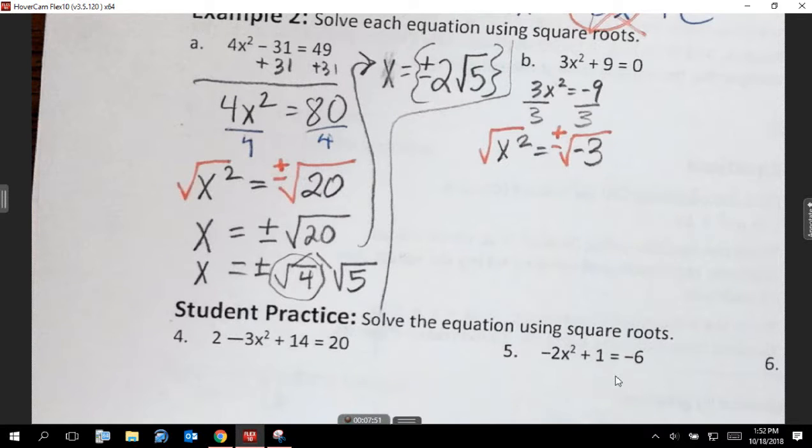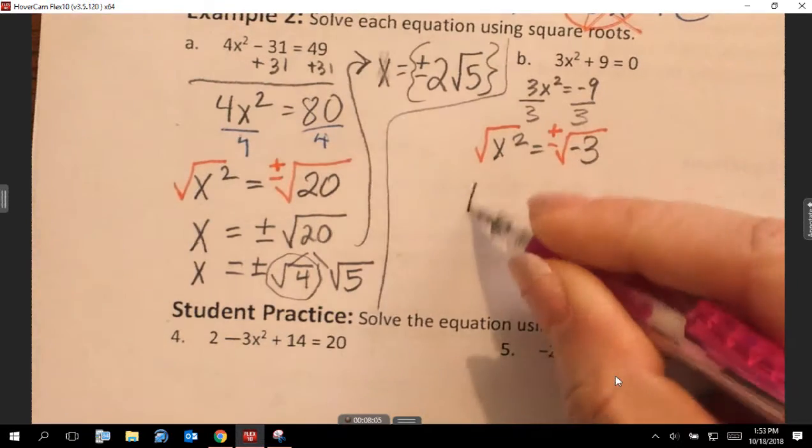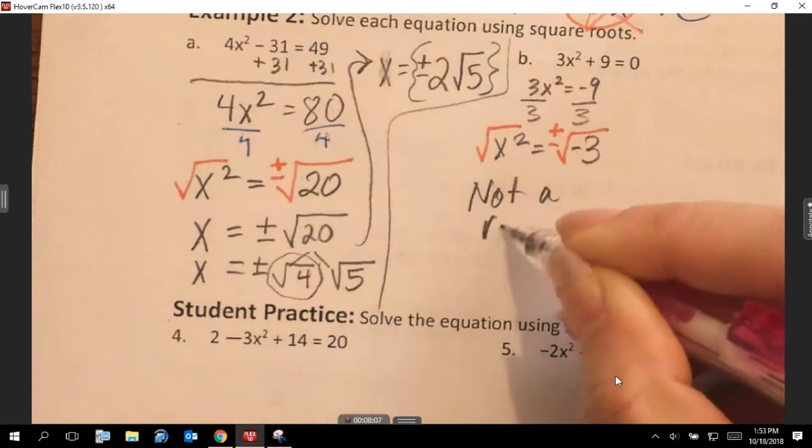So she's the one that ruined it? Yes. No, I'm just joking. I like to be the one to tell you that there are imaginary numbers. They're not real. They're called imaginary. And so just for this one right here, this is not a real answer.